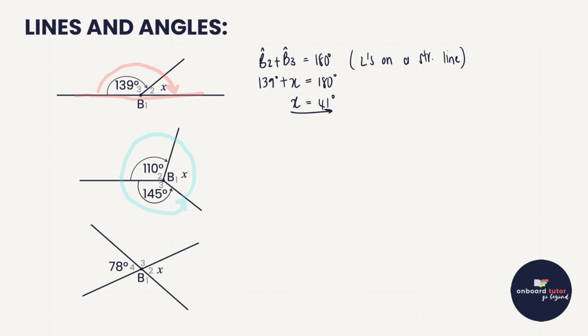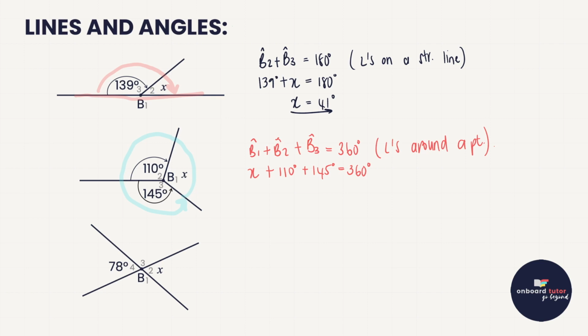Angle B1 plus angle B2 plus angle B3. Remember, this little hat on top of my letter signifies angle. Those add up to 360. The reason, be careful here, is angles around a point. Now we can substitute. B1 is the x we want to work out, B2 is 110, and B3 is 145. Together they must add up to 360.